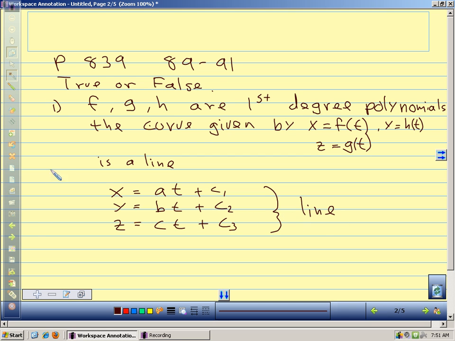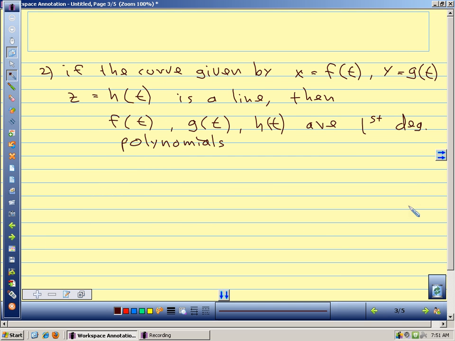All right. The second one: if the curve given by these parametric equations is a line, then the component functions are first degree polynomials. False? Did you think false, Charles? You thought true? So wait, what did you say, Andrew? If they're all the same. So that's an excellent counterexample.